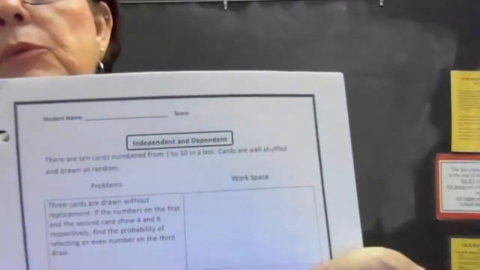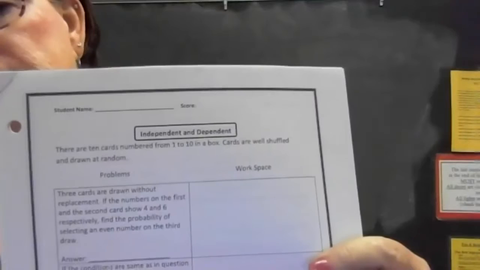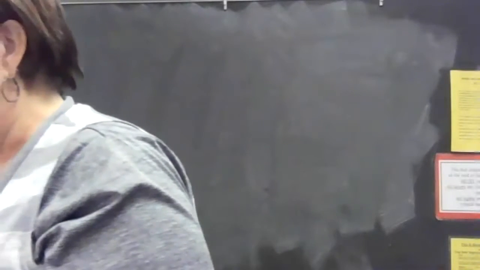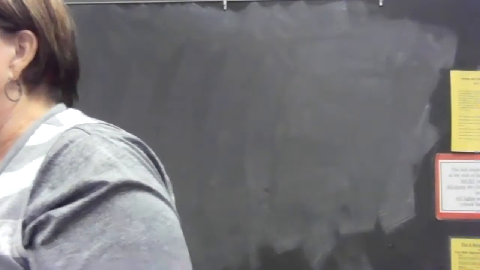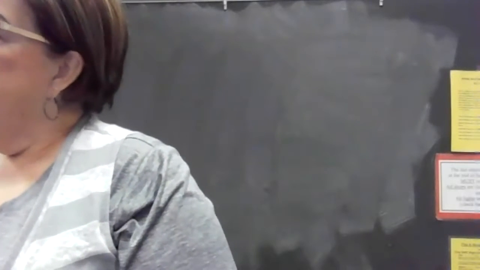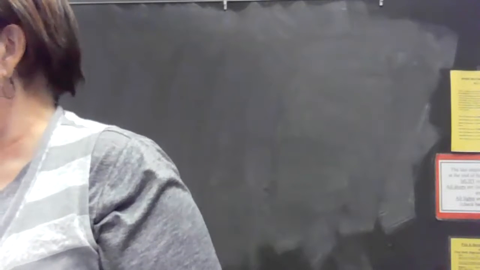Okay, we're going to continue with packet 2 today. We're going to talk about probability, but we're going to talk about independent and dependent. Dependent means that what happens the second time, like the second roll or the second flip of a coin or the second time you draw something out of the bag, the probability of that depends on what happens the first time. Okay, so let's just look at number 1 and let me explain that.